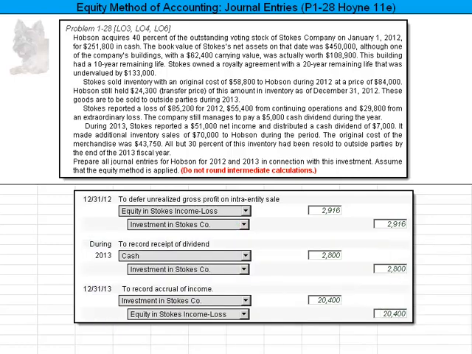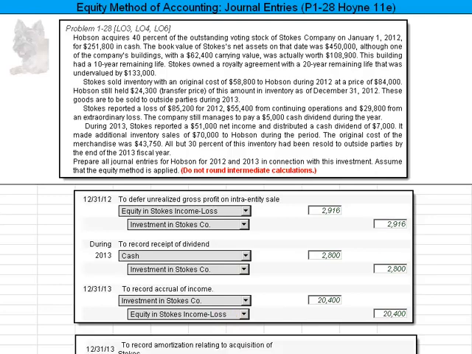All right, then we've got a couple more entries. We have to record the receipt of dividends. Okay, so since we get 40% of the dividends, 40% of the dividends declared is a debit to cash, and it reduces our investment account. And then we need to accrue the income, 20,400, debit to investment, credit to equity in Stokes income and loss account. Okay, now that actually is the income accrual that gets recorded on the parent's books. Okay, now just to review, there was the receipt of the dividends for 2013. Then at the end of the year, record the accrual of the income, right? The entries before that were 2012.